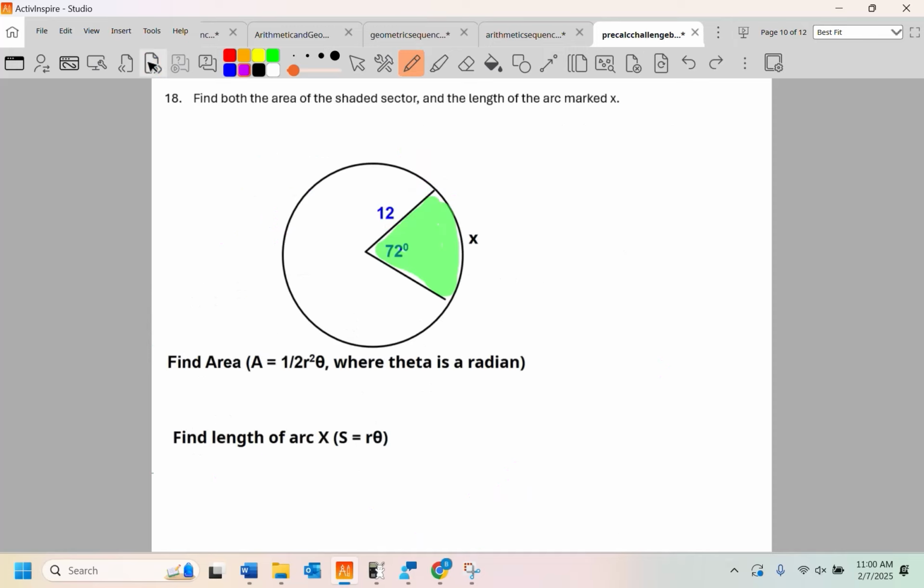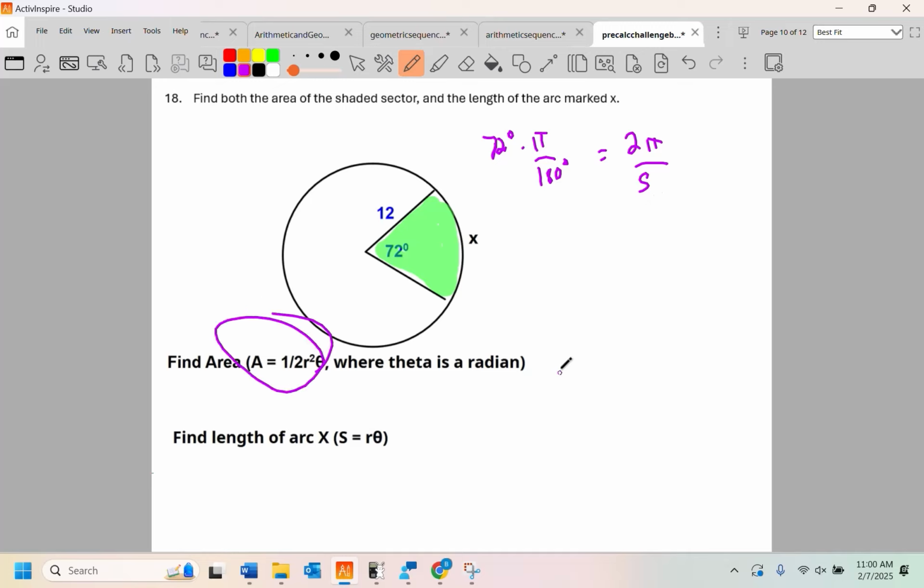All right, nearly done. Find both the area of the shaded sector and the length of the arc marked x. Both the formulas here require theta to be in radians. So you are going to have to take your 72 degrees and multiply it by pi over 180 degrees. And you're going to have to reduce the fraction. Both those numbers are divisible by 36. 72 divided by 36 is 2. 180 divided by 36 is 5. You might get there longer, but you'll get there eventually.